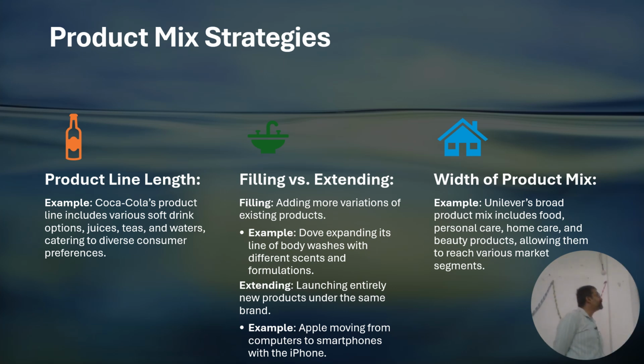So Dove, for example, when you talk about filling versus extending, adding more variations to an existing product, Dove expands the line of body washes with different scents, different formulations. There are different types of shampoos, isn't it? Sunsilk or L'Oreal for a dry scalp. If your scalp is dry, there is one shampoo. If you have silky hair, there is one shampoo. If you have dry hair, there is another shampoo.